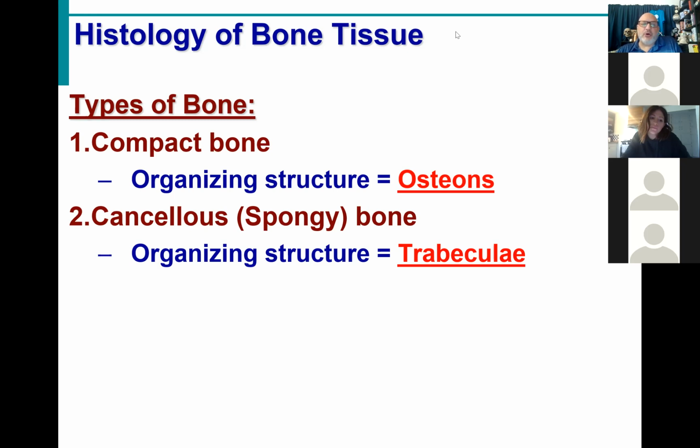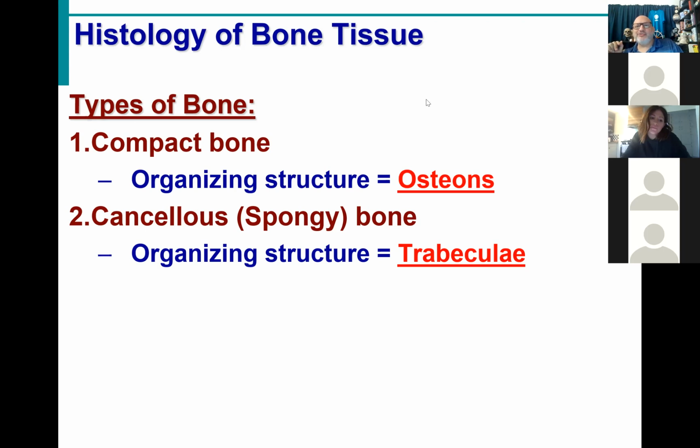Notice this cancellous bone is also called spongy bone because if you grab your kitchen sponge and look at it, you have all these irregular points and processes. It's not like there's a repetitive pattern on that sponge. There isn't one shape that you could say, this is the shape of what a sponge looks like. It's all of these irregular points and processes. And that's basically what a trabecula is. An osteon is a much more uniform structure, whereas a trabecula is a much more irregular structure.